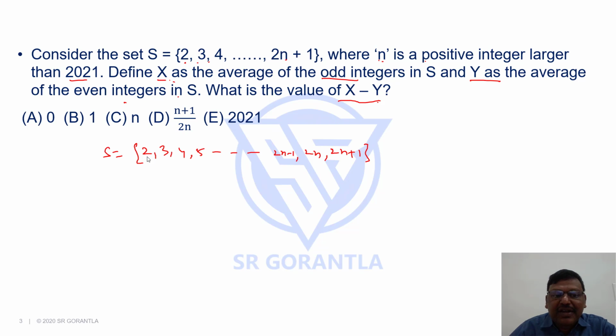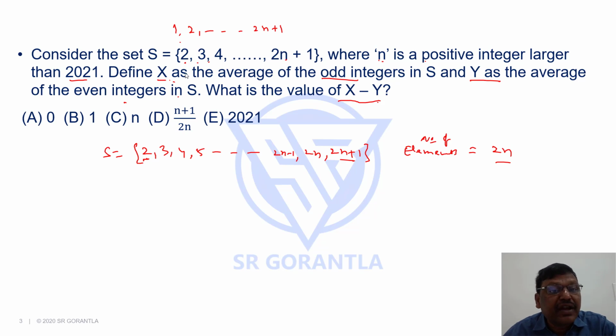Now, first of all, if we write 2 to 2n plus 1, how many elements are there in this group? The number of elements in this set is 2n. Why? Because you are starting from 2 and going to 2n plus 1. Suppose it is 1 to 2n plus 1, we would have said there are 2n plus 1 elements. But it is starting from 2. There is no 1 here. So it is 1 element less, 2n.